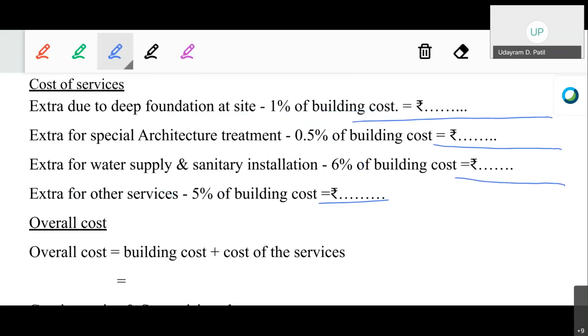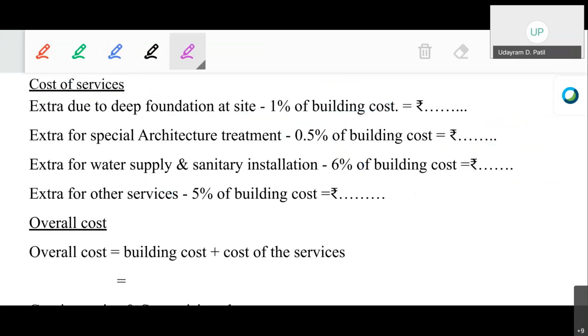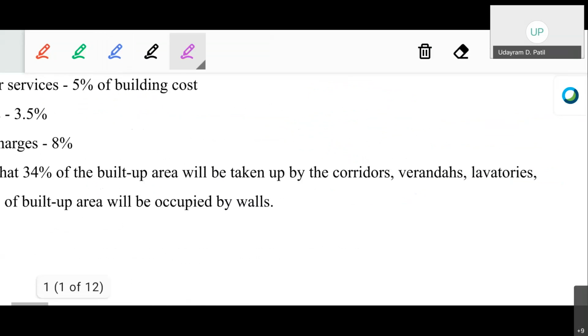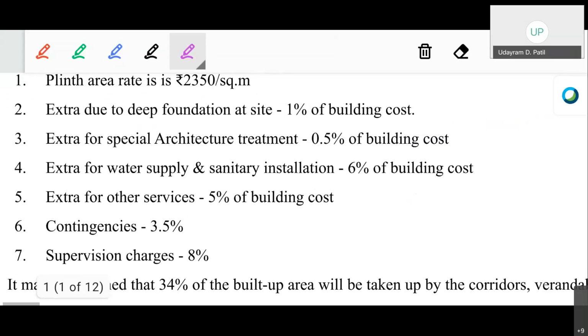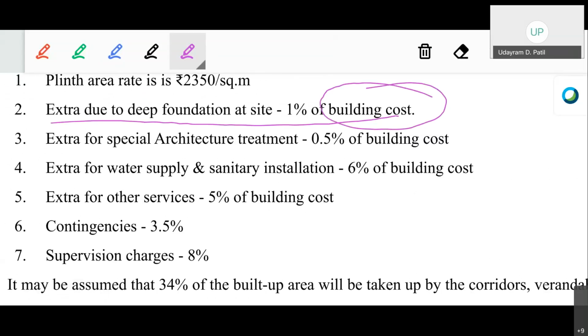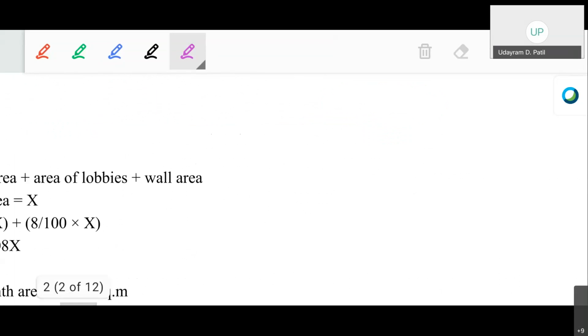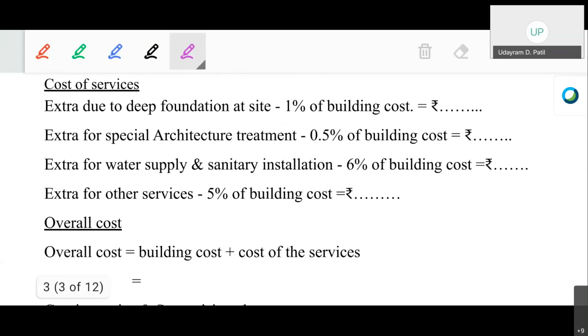We have known that cost of the services, whether it is given in the particular numerical or not, we always take the cost of the services on the building cost. Remember this particular point. In this particular example, आपला direct त्यांनी म्हटलेलं आहे की the extra for the deep foundation should be taken on the building cost. But in some of the cases it will not be given. In that case, remember that all of the services, cost of the services should be taken on the building cost only.